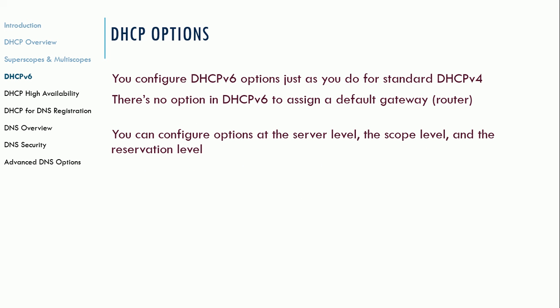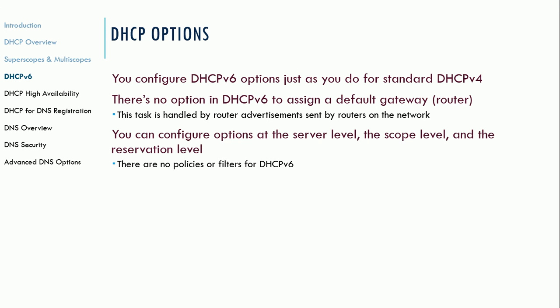All right, so you're going to configure DHCP options. You can configure DHCPv6 options just as you do for DHCPv4. There's no option to assign a default gateway. The task is handled by router advertisements sent by routers on the network. You can configure options at the server level, the scope level, and the reservation level. Not all that different from IPv4.